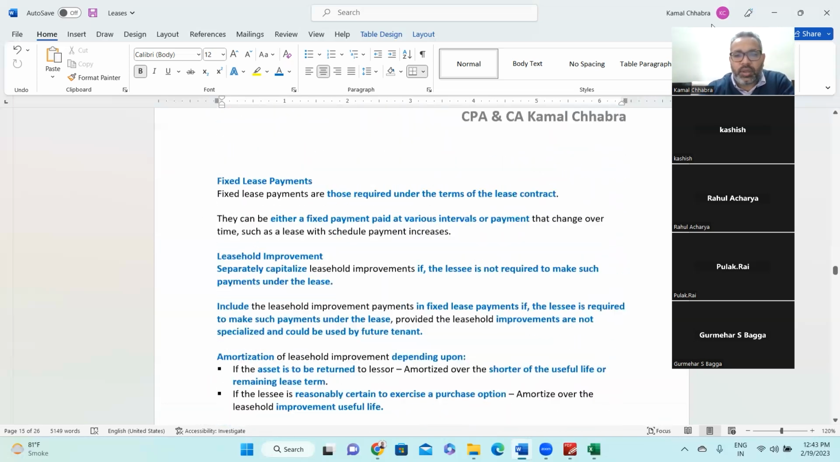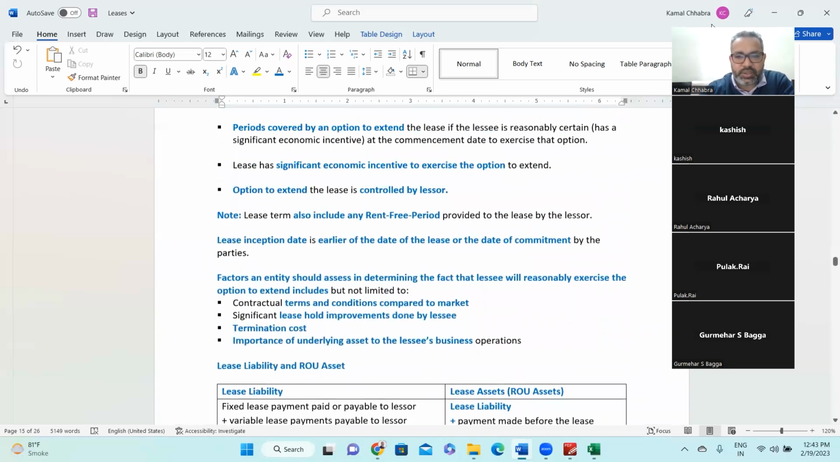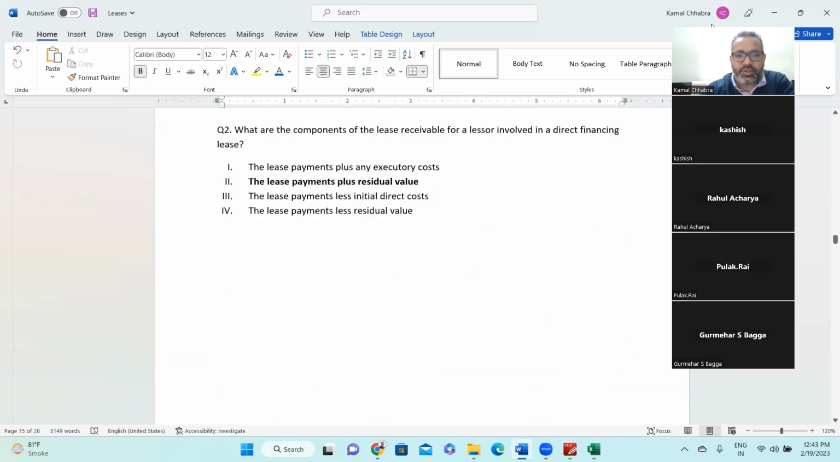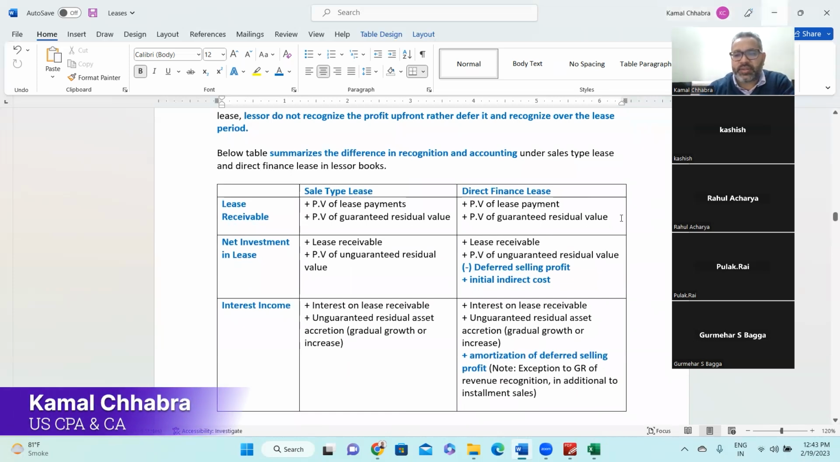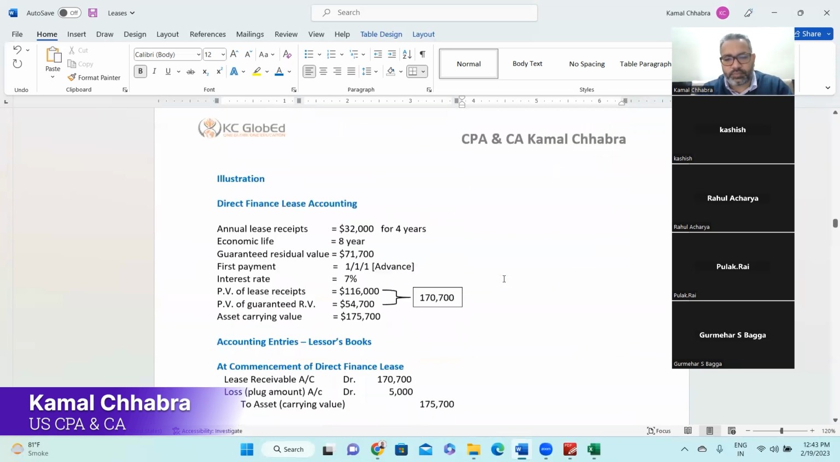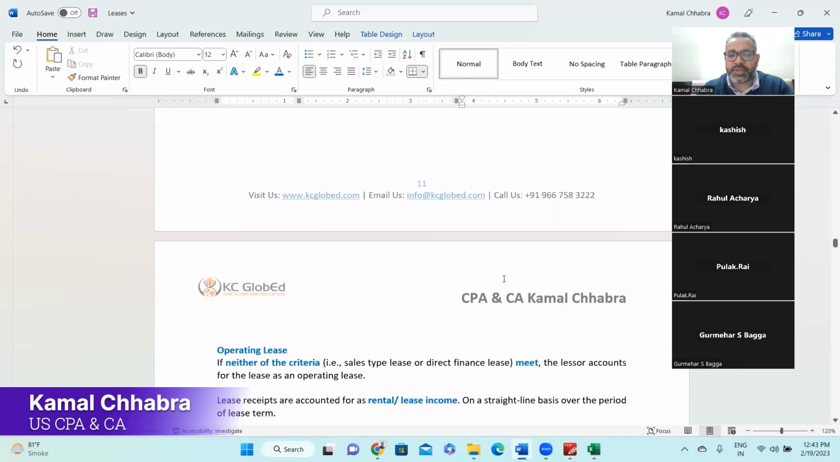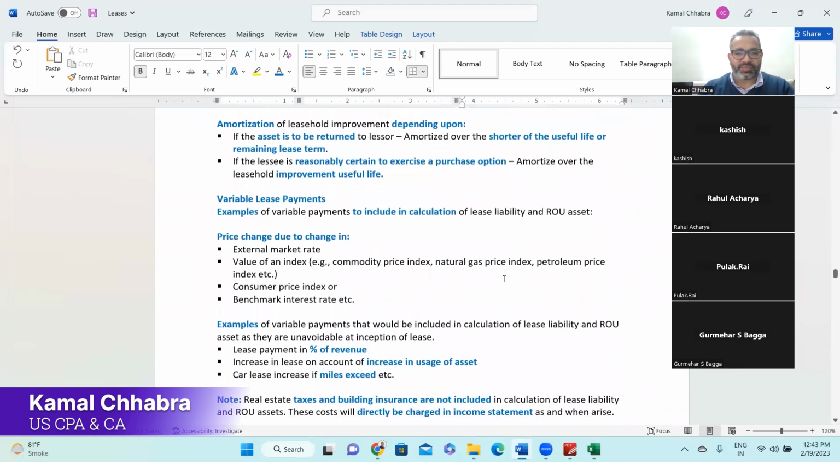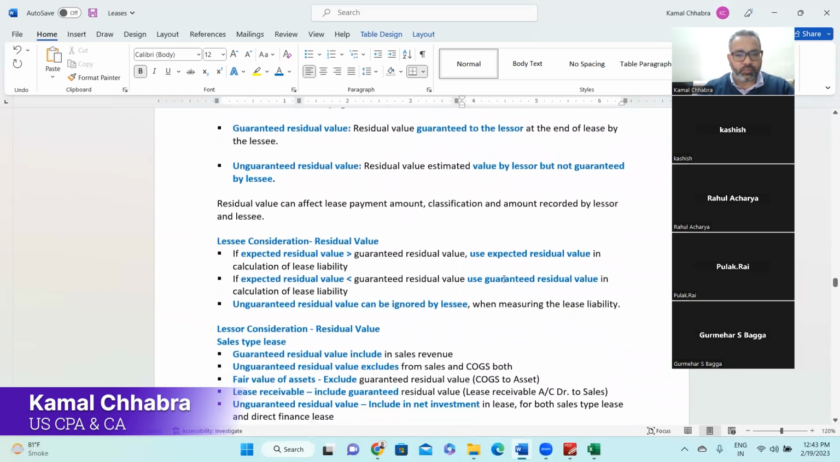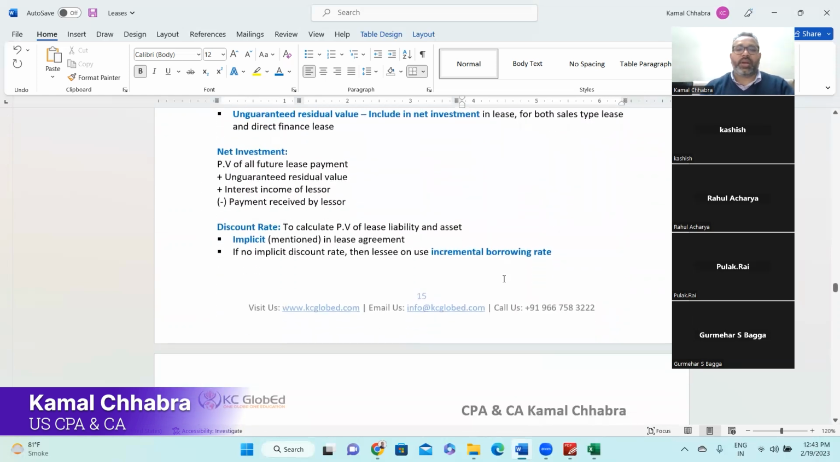If you remember, in the morning we also discussed this calculation here in this table. Net investment is the lease receivable plus present value of unguaranteed residual value, minus any deferred selling profit or initial direct cost, IDC, right? Everyone on the same page? Yes, sir. Yes, sir. Okay.